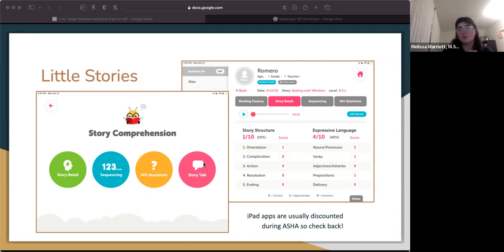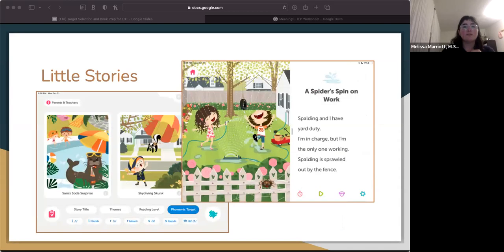The story talk is like topic generating, basically. So like, okay, we read this story, let's talk about a time when you helped someone else. In addition to the phonemic targets, they have themes, and the books are grouped into categories around helping others or doing hard things, kind of like SEL, social emotional learning topics.